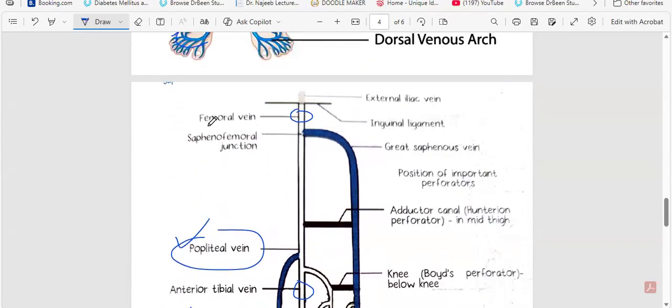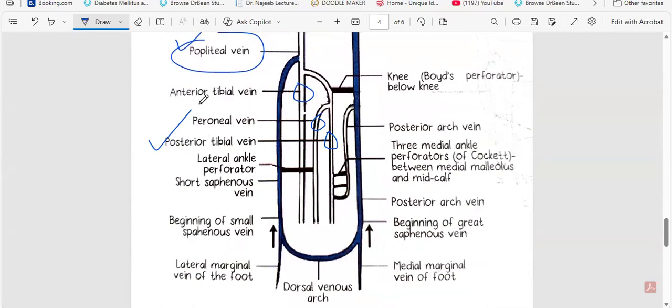We have three types of veins: deep femoral vein, anterior tibial vein, and posterior tibial vein. This is the anterior tibial vein. This is the posterior tibial vein. This is popliteal vein.